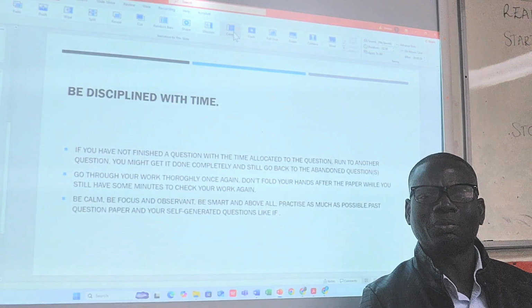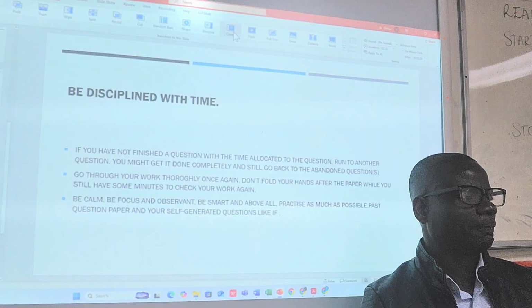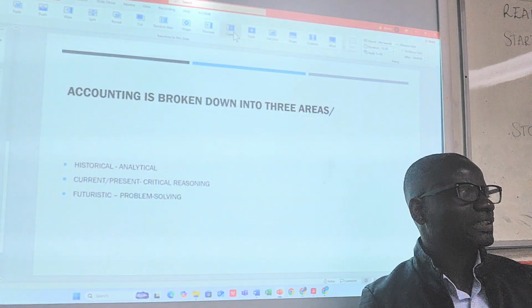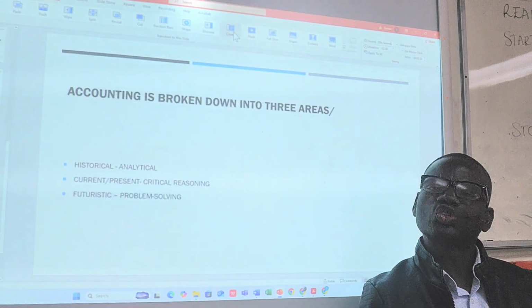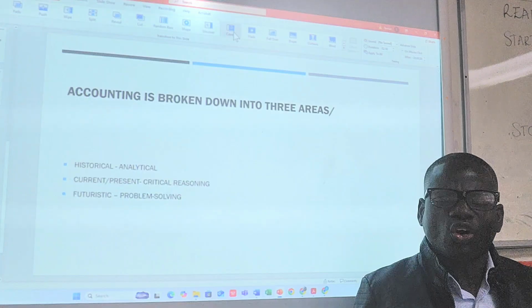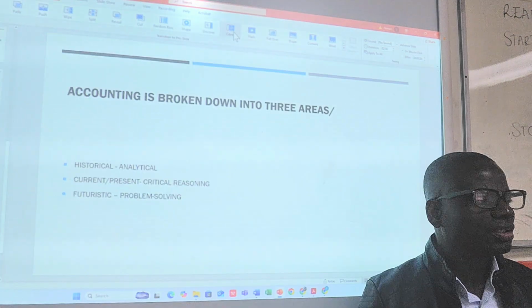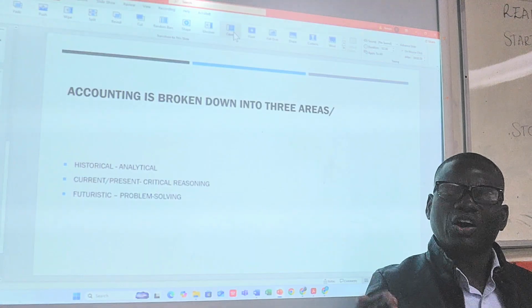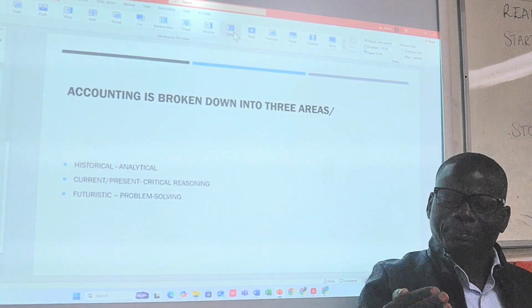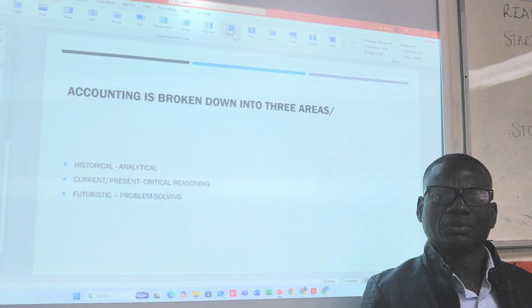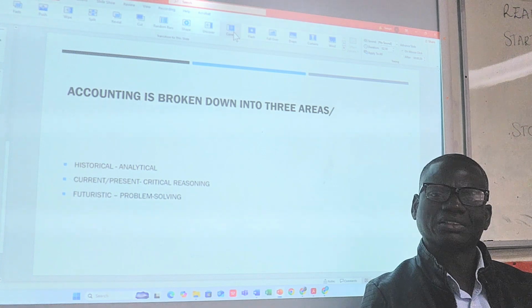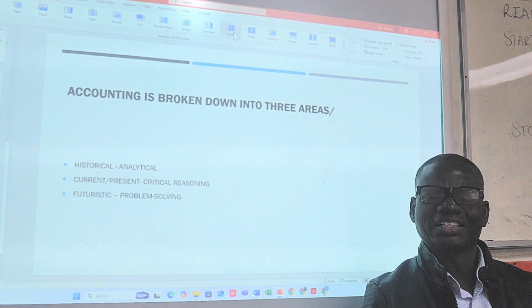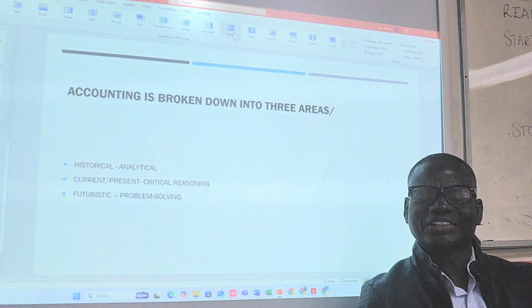It's already a problem, negative to your marking, to your marks. Please, accounting is broken down into 3 areas. If you look at it, accounting's whole life is about the historical, the present, and the future. When you're talking about financial statements and cash flow statements, it's what's already been done that you are trying to analyze.